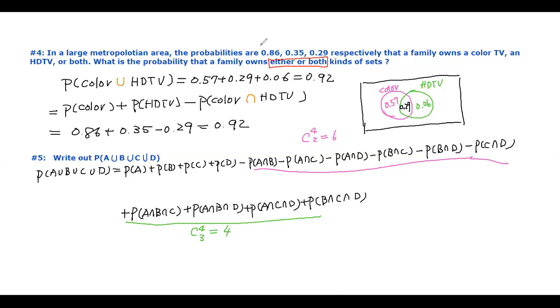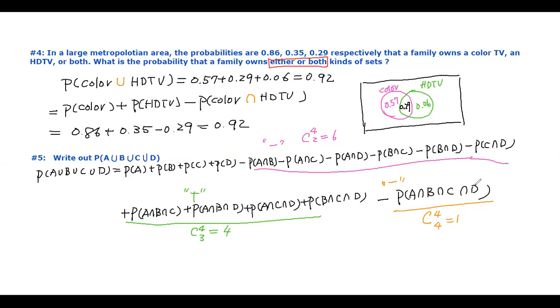Okay, now I need to add back the last set. The previous one was a plus, so here I need to go to the minus again. And this one is C of 4, 4, so I only have 1 situation. So what I need to do here is minus A intersect B intersect C intersect D.